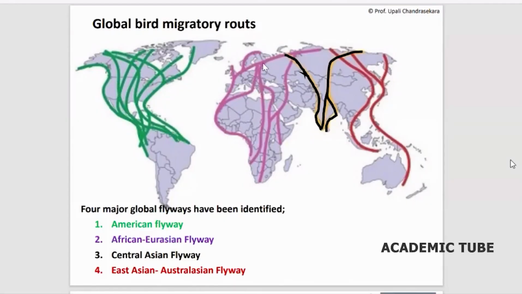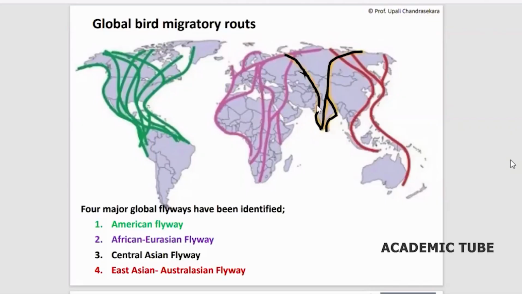Now, there is another one shown in purple color, Europe and Africa. We call that the African Eurasian flyway. Remember these names; they are standard, so you cannot change these names as you like.